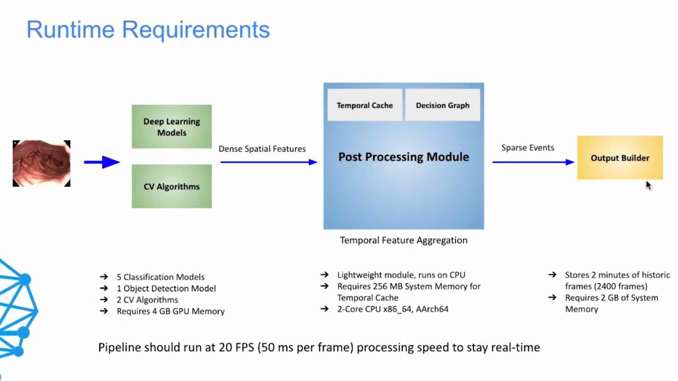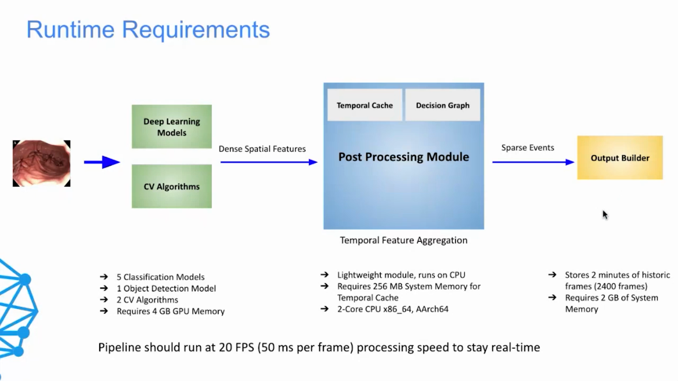The output builder is the third layer. This requires 2 minutes of historic frames. This is because our software is built in a way where our algorithm sometimes qualifies frames from the history when the confidence levels are high, and so it needs to cache those frames. So this module requires 2 GB of system memory.